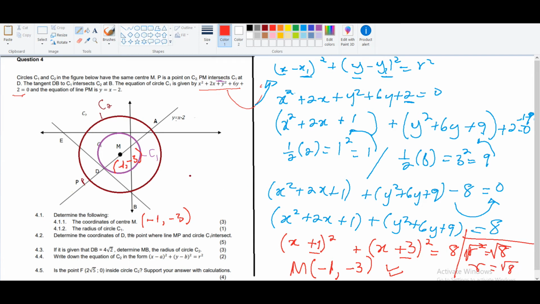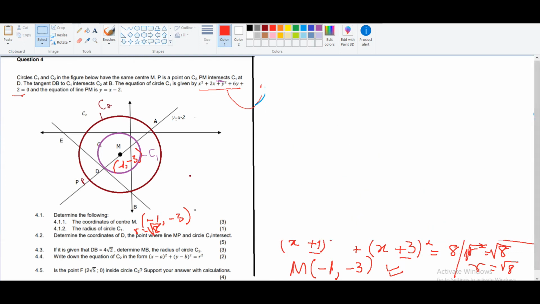So now we have found the radius of the small circle C1. R is equal to 8. Oh no, our r is root of 8. Our r is root of 8, not 8. Okay? So I'm sure you are clear with that part. If you are not clear, the comments are there for that. Comment and say, sir, here and there I did not understand. We will try to attend to you. So now the next question is saying, determine the coordinates of D, the point where line MP and the circle intersect. Oh, good.